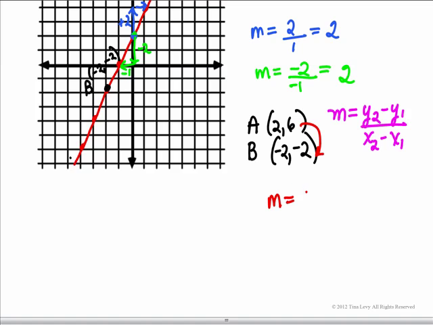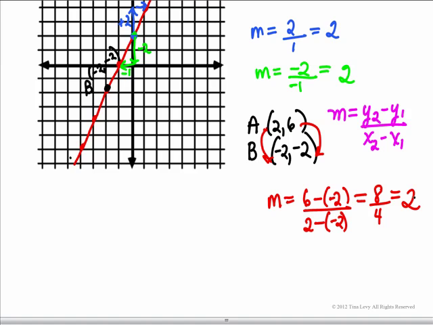If you were just given these points, we could get the slope like this. The slope is 6 minus negative 2, and then you go back to the same x, and that is 2 minus the other x value, negative 2. So it's 6 plus 2 is 8, 2 plus 2 is 4, and sure enough, we get the same value just looking at those ordered pairs.